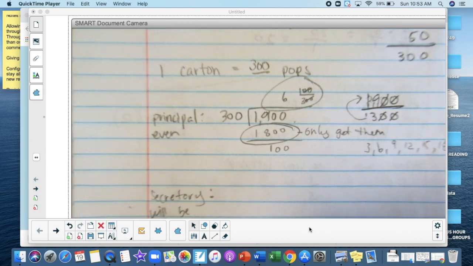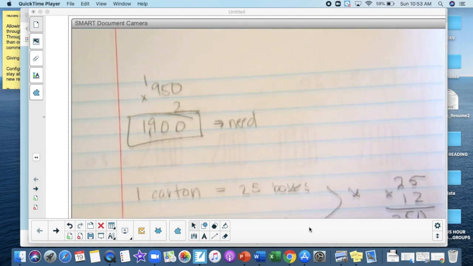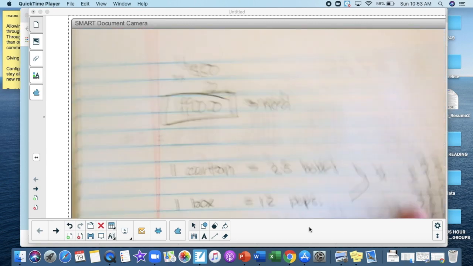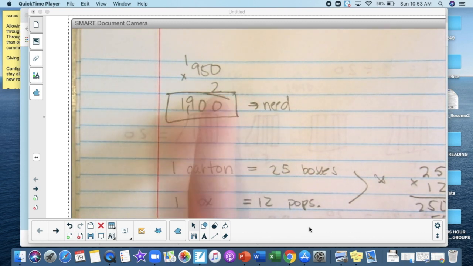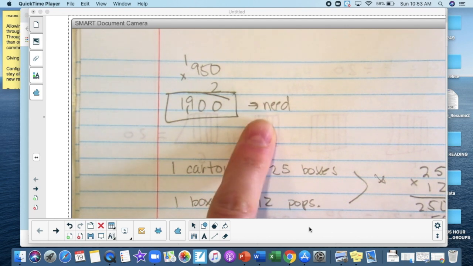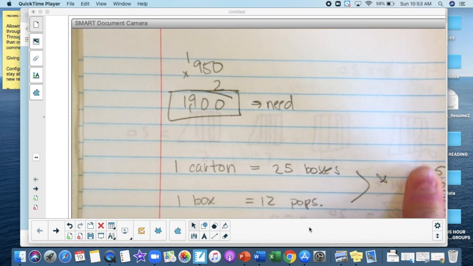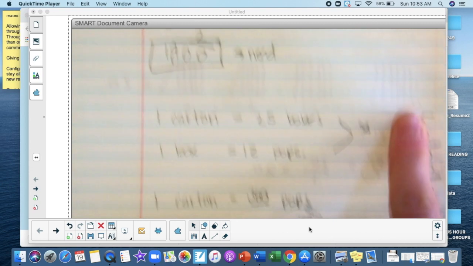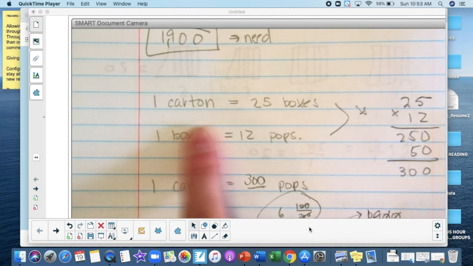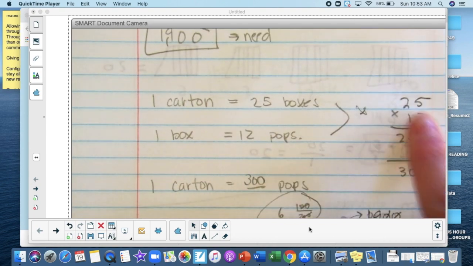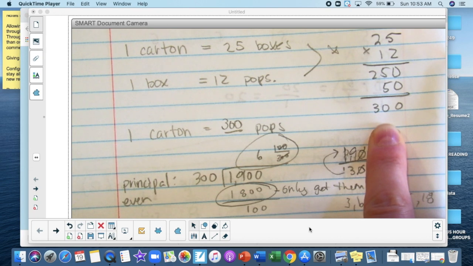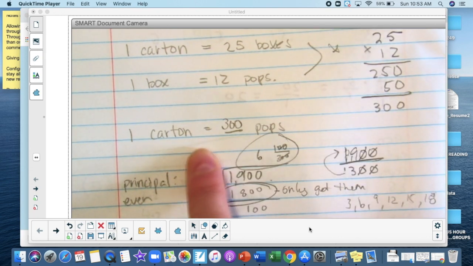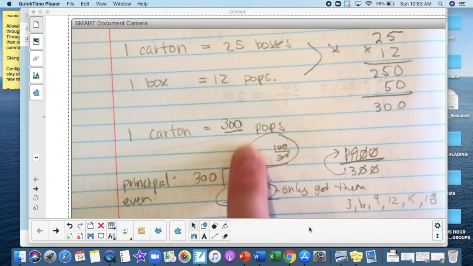So my first thought was I need to know how many total popsicles these kids want. So I know that there's 950 kids, each kid's getting 2. So I know that they need a total of 1,900 popsicles. And I know that one carton is 25 boxes, and I know one box is 12 popsicles. So in one carton, you're getting 300 popsicles. So I noted that here. One carton is equivalent to 300 popsicles.